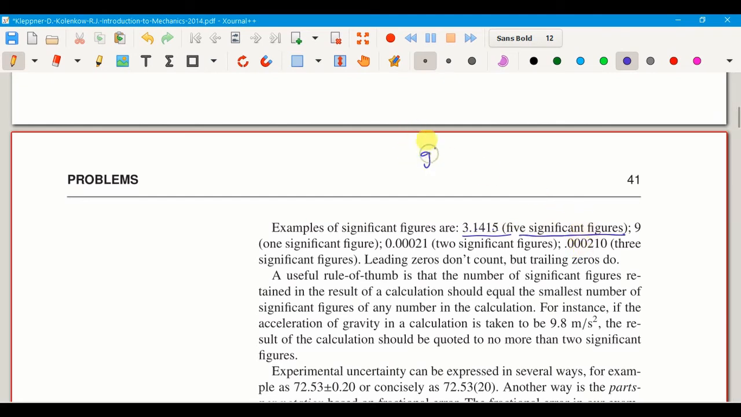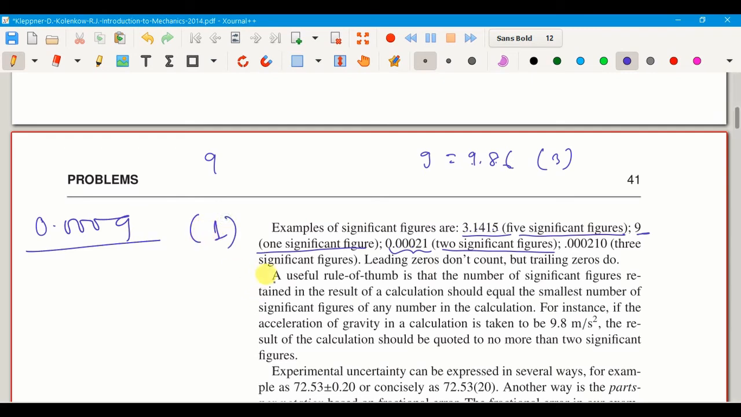In gravity, the significant figures are 3, 9, 1, 2 and 3. If we write 9, there is just one significant figure. If we write this amazing thing, like 0.00123, three zeros and then 1, 2, 3, the significant figures are three. We don't consider these leading zeros; we consider the values beyond the zeros. So whenever we write 0.009, the significant digit is 1. Got it? So we don't count these zeros.